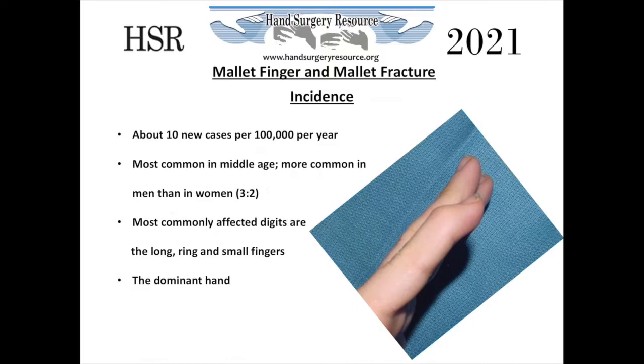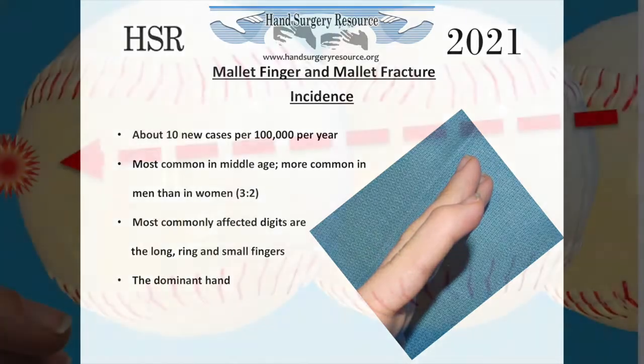The incident data for mallet finger and mallet fracture show that there are about 10 new cases per 100,000 individuals per year. It is most commonly seen in the middle age group, and more common in men than women. The most commonly affected digits are the long, ring, and little fingers. The dominant hand is more often injured than the non-dominant hand.